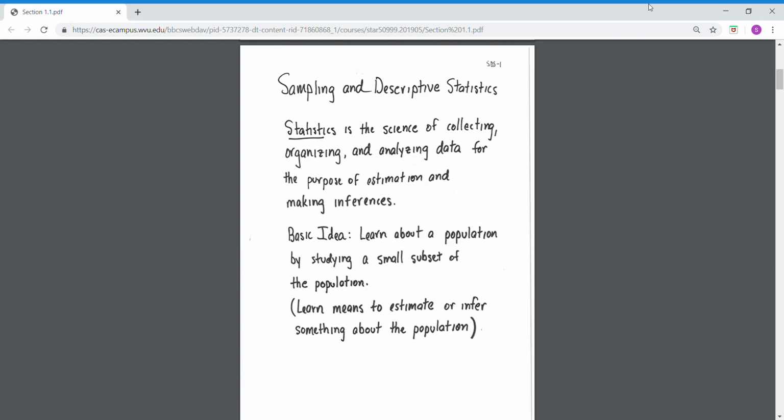The basic idea of this course will be to learn about a population by studying a small subset of the population, and by learn, this means to estimate or infer something about the population. For example, in 2016, TV stations conducted polls of U.S. registered voters across the country to predict who would win the 2016 presidential election.